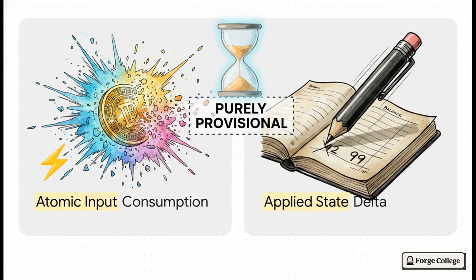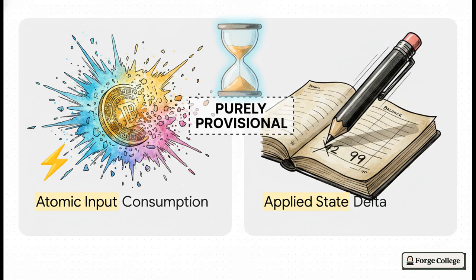Then bam, we hit stage 3, inclusion. And this is where the two models completely diverge. For UTXO, inclusion means atomic input consumption. It's spent. For the account model, it means an applied state delta. When your transaction is finally included in a block, you have to update your local app caches so the user actually sees their balance change on screen.